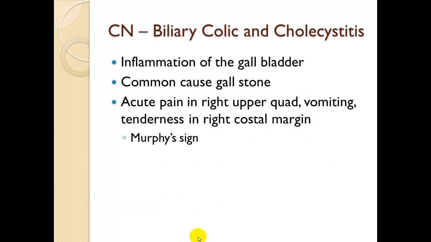Clinical note: biliary colic and cholecystitis. Inflammation of the gallbladder. Common cause is a gallstone, and this is going to give us a specific type of pain. Acute pain in the right upper quadrant, vomiting, tenderness in the right costal margin. So anything in the right costal area, just underneath the ribs, is actually going to be painful and tender to touch, and this is called a Murphy sign.